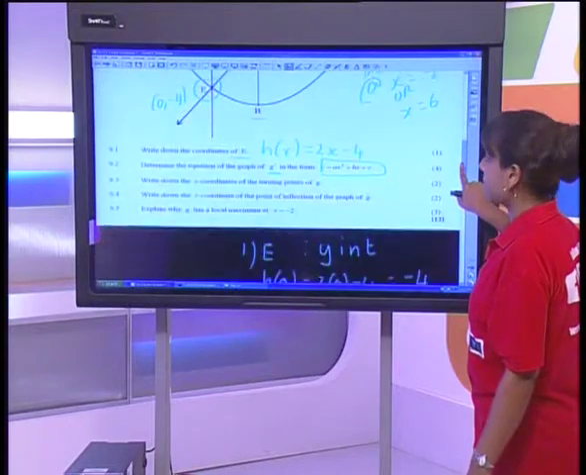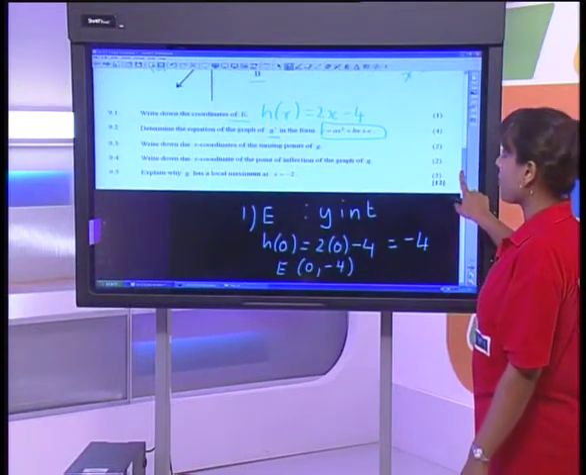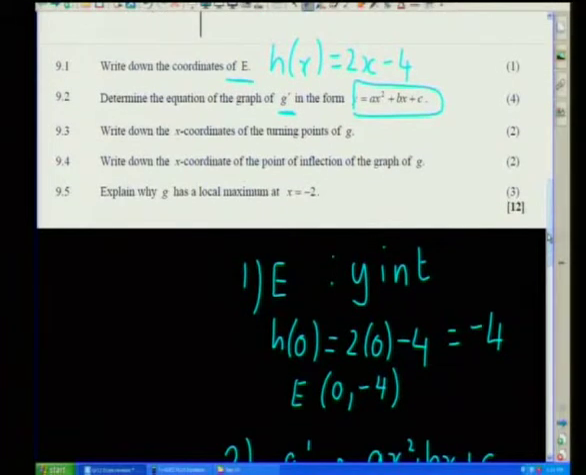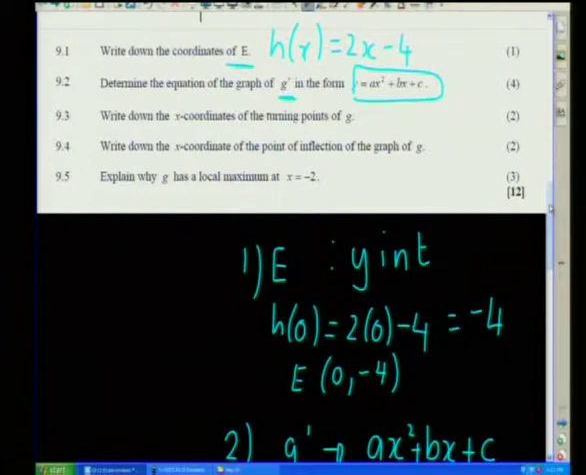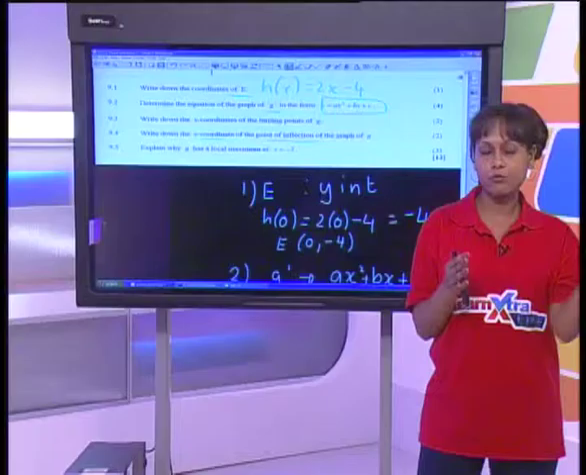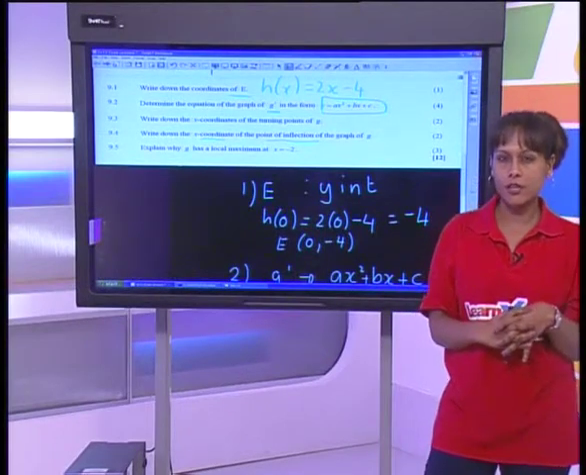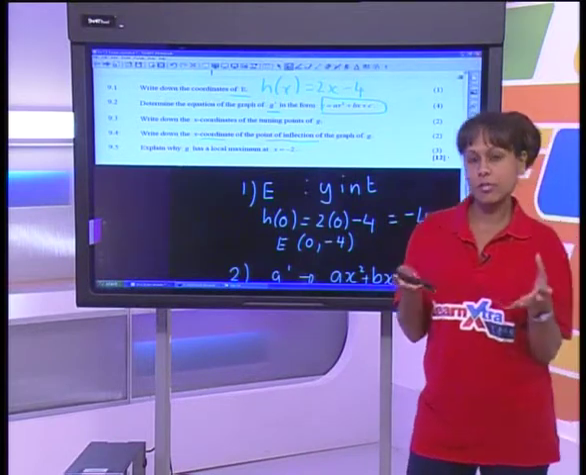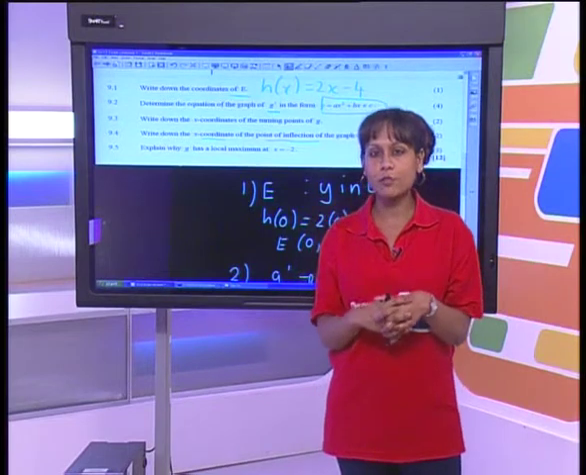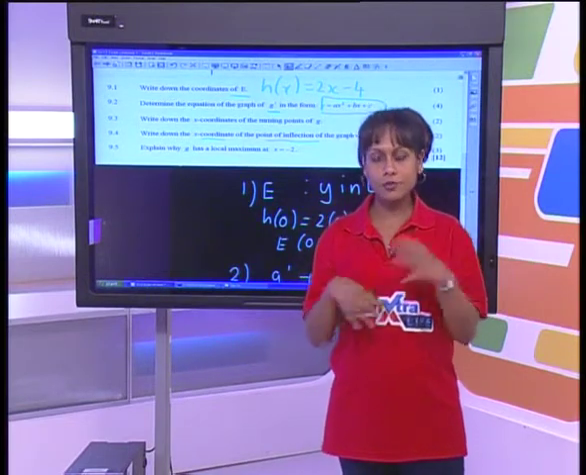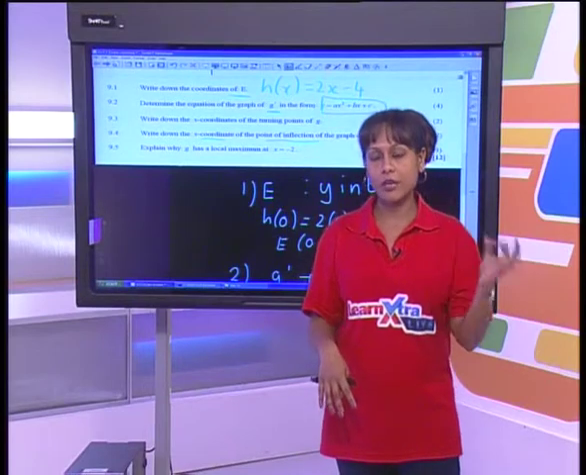All right, so we are on to part 9.4. We've just worked out that the x-coordinates of the turning points of the original graph g are x equals -2 and x equals 6. The next one is to write down the x coordinate of the point of inflection. Now remember, the point of inflection is the point at which your second derivative is equal to 0. So how do we find points of inflection? Yes, we take the second derivative, equate it to 0, and then solve for x.